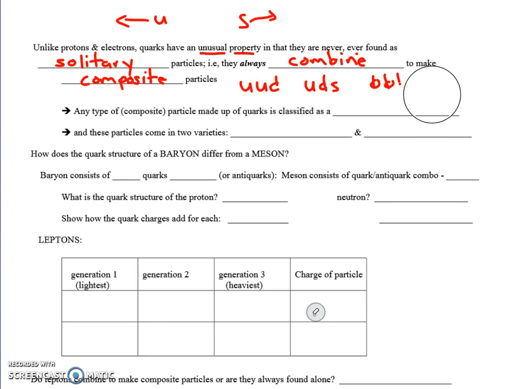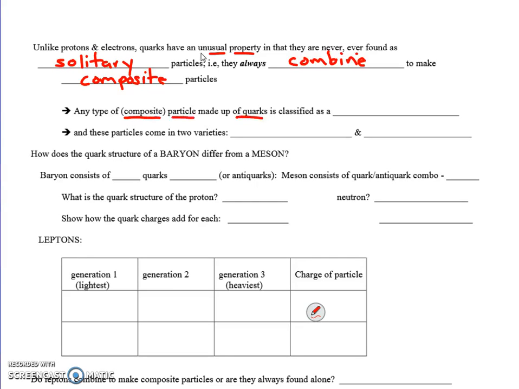Now, why that happens is fairly complicated. You might ask, well, how do we know about the individual quarks? We've never seen an individual one. That's a really good question. We'll address that in class. But for right now, accept that quarks are never isolated. They're always composite. Okay? And now, therefore, any type of composite particle made up of quarks is given a special classification. That's called a hadron. Okay, an unusual name. It means something in Greek. I don't remember what it means. But a hadron is the name given to anything made up of quarks.